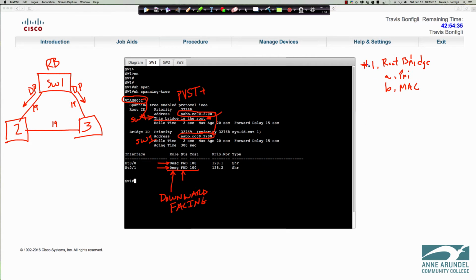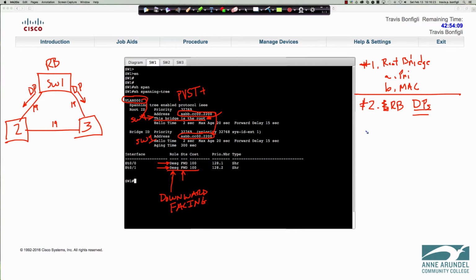So the first step, number 1, is the root bridge. We want to figure out who the root bridge is. The second step is to label the root bridge designated ports. And again, it's just every port on that root bridge, for every VLAN for which that root bridge is the root. So we label the designated ports.